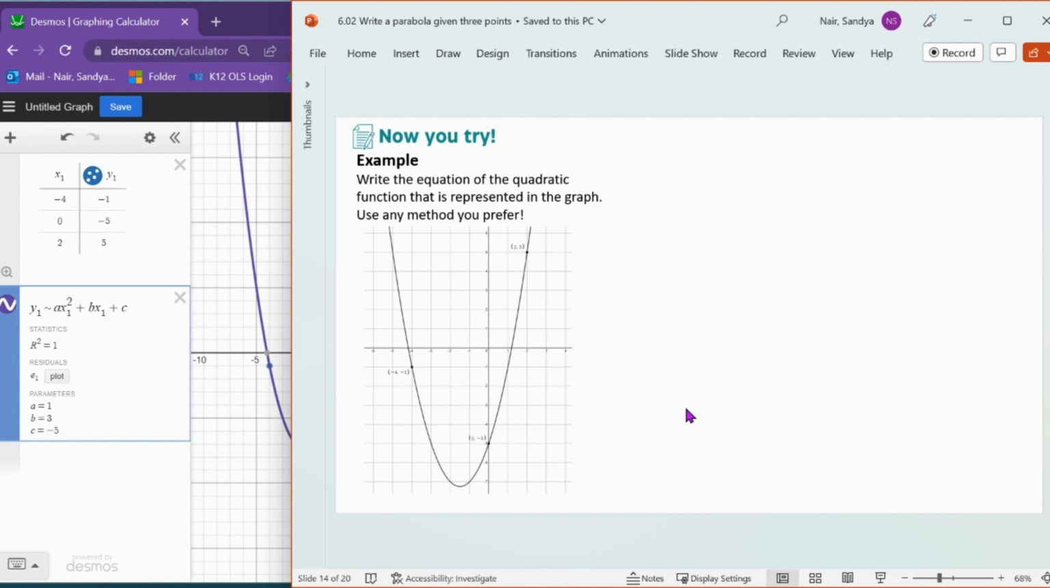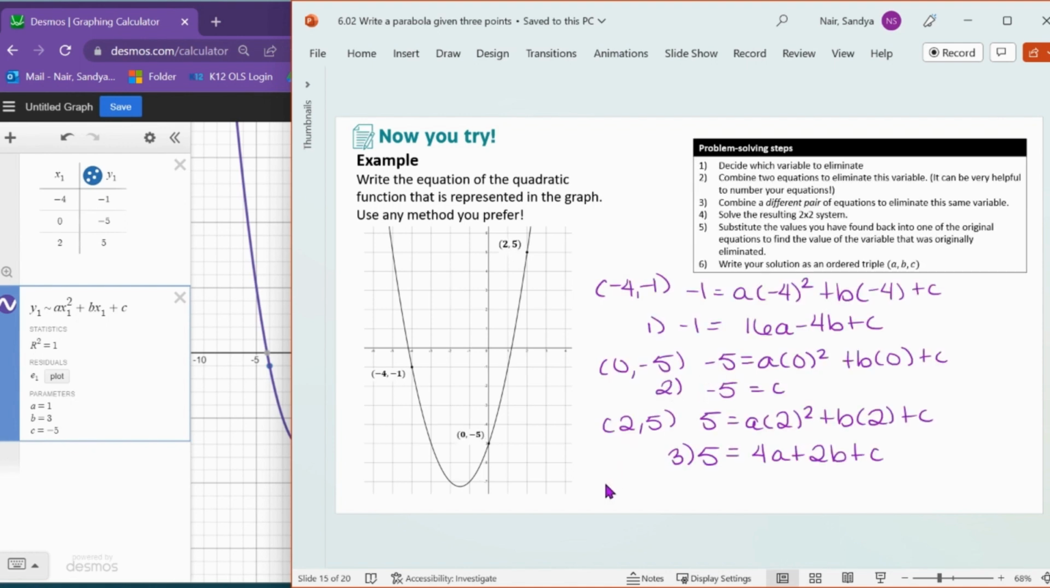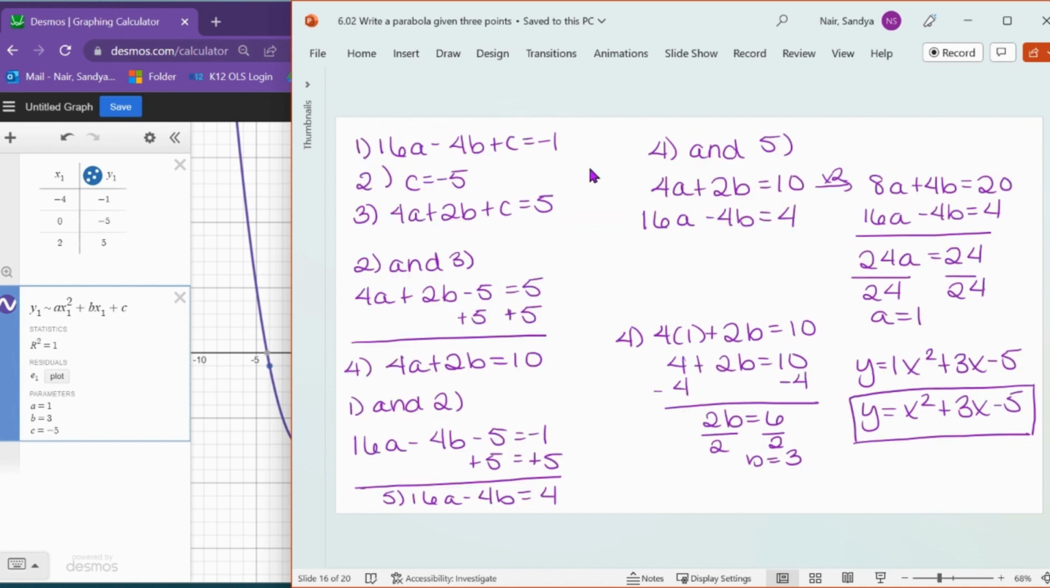So now you can go ahead and pause the video and use your favorite method of the three we discussed to figure out the quadratic function that's represented in this graph. So if you want to, you can set up a system of equations and solve it algebraically. So you can use each of the 3 points given on the graph to set up your system of equations, and then you can combine the system of equations to figure out each of the variables.